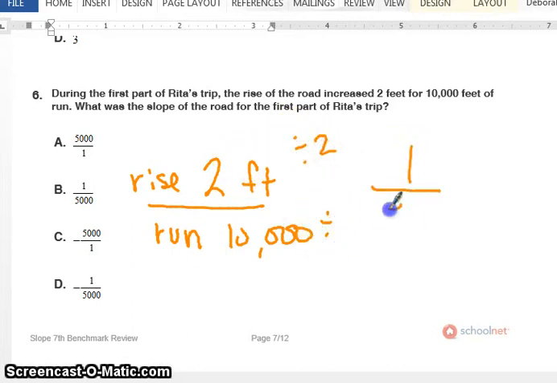Simplify. This is 1 over 5,000. So is it a positive or a negative? It says it increased. So I would say that should be a positive 1 over 5,000.